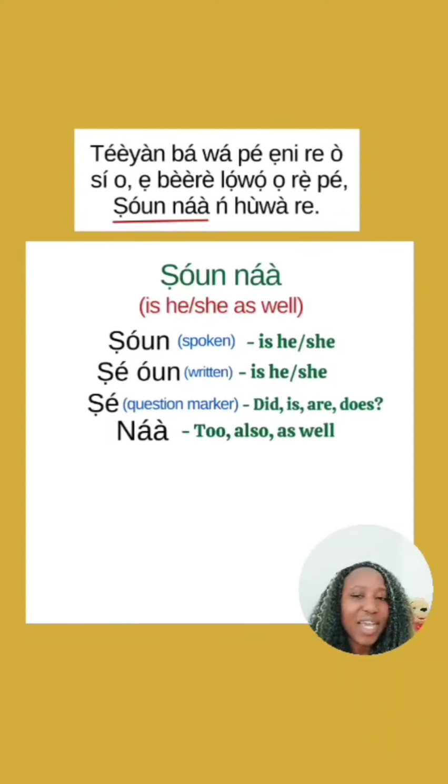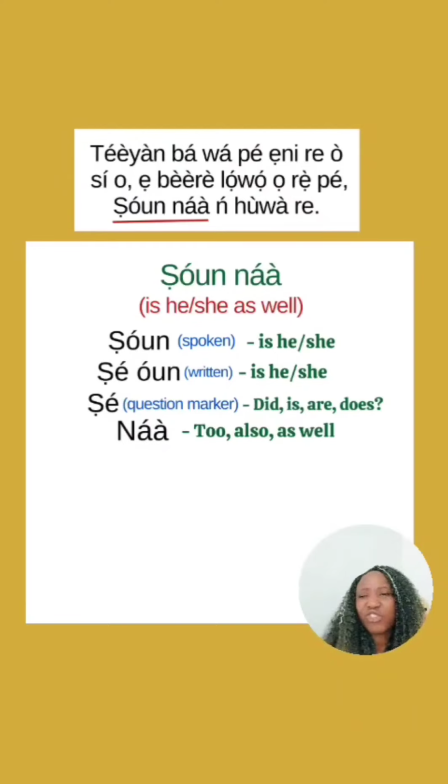And the next word there is náà. Náà means too, also, and as well. But it's a tricky word to use. There is a comprehensive lesson on náà in one of the episodes of my podcast. I think it should be level 2, lesson 15. I am not certain, but yes, I actually broke down the meaning of náà and how to use it. How you use náà with a verb is different from how you would use it with a pronoun or a noun. So please listen to it and you would get the full explanation of how to use náà. Náà can mean too, also, or as well.